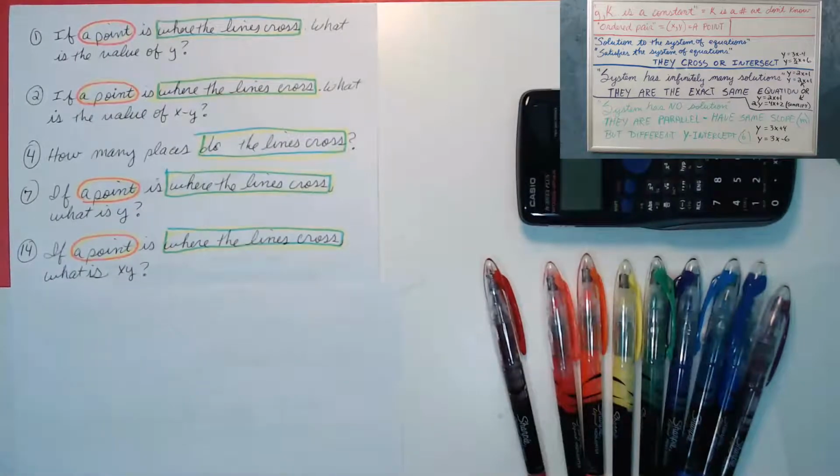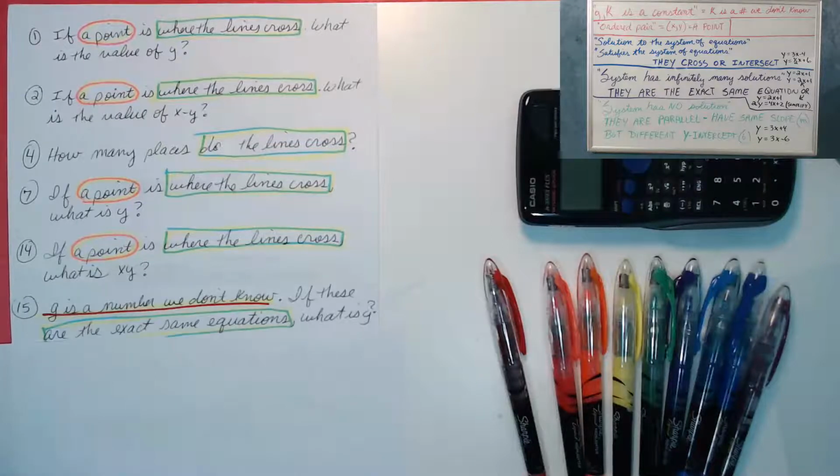14. If the ordered pair satisfies the system of equations above, what is the value of x times y? xy. 14. If a point is where the lines cross, what is x times y? Anyone done? Let me know. I'm done. Okay.